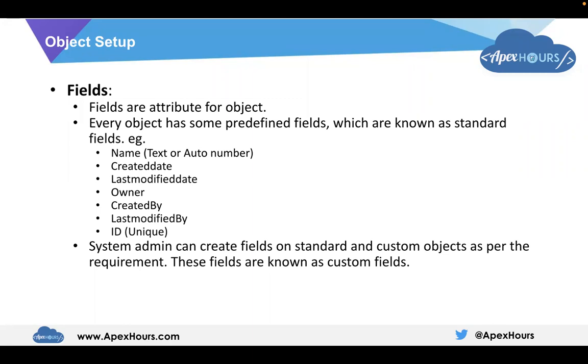System admins can create fields for standard and custom objects both as per the requirement. These fields are known as custom fields. The difference between standard fields and custom fields is again in the name. In standard fields, the name will be in a normal format, as it is. But in custom fields, underscore C will be appended to the field name. Basically, it will be appended to the API name.